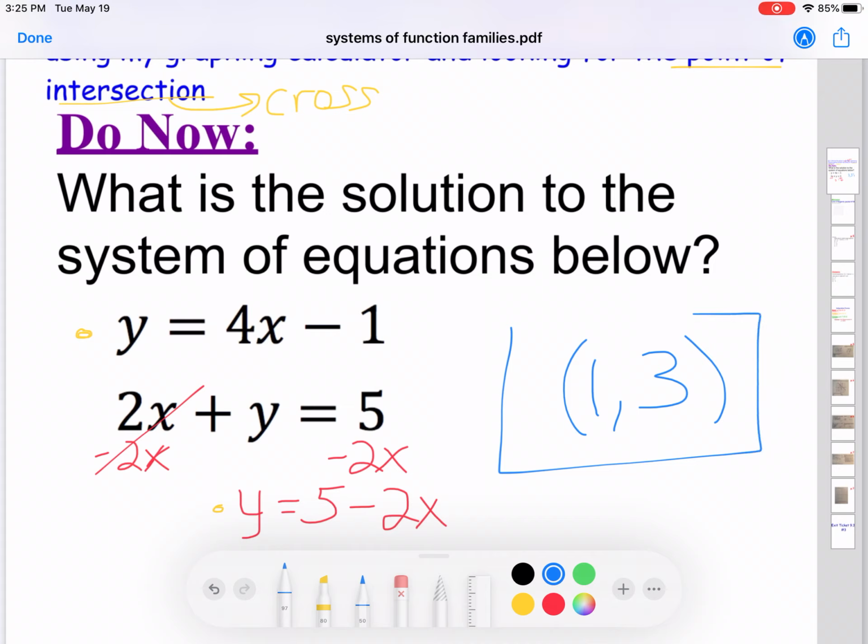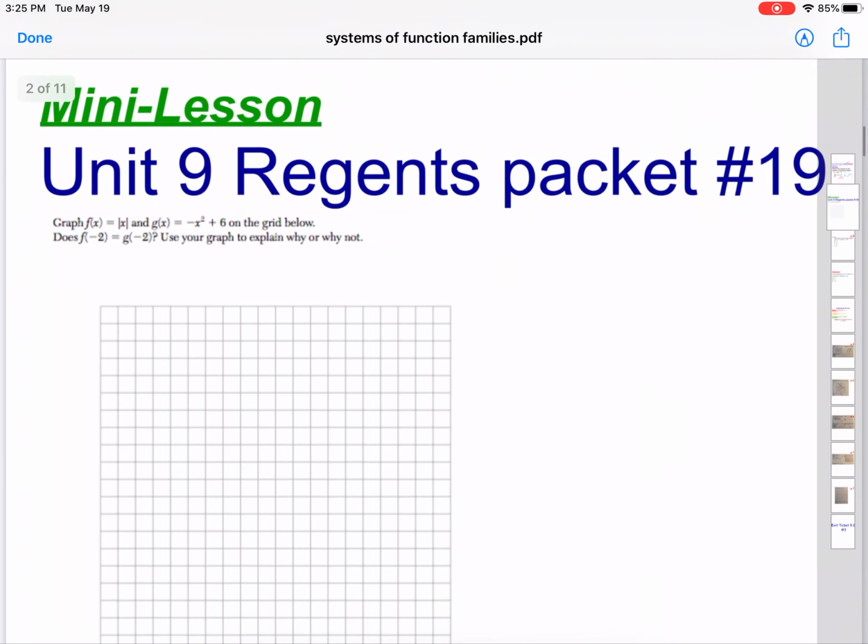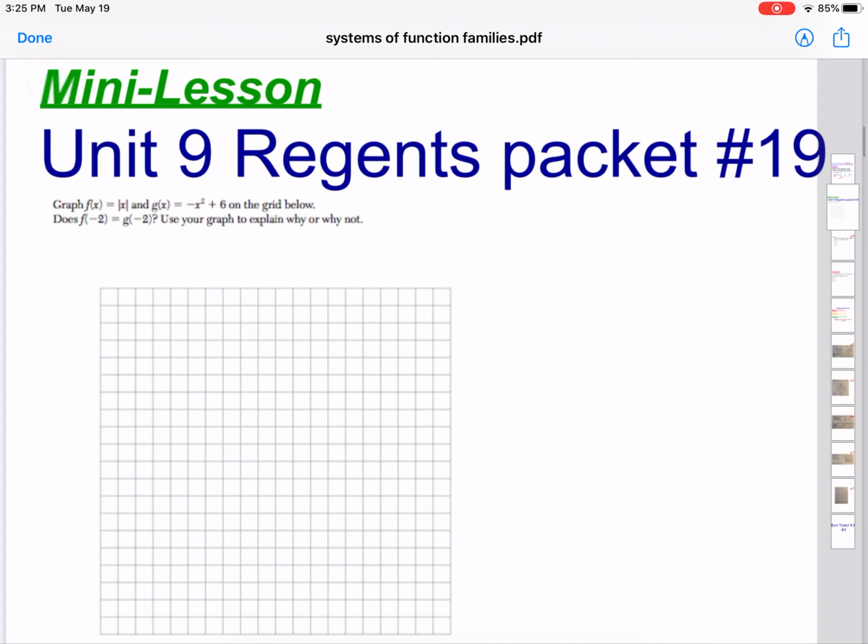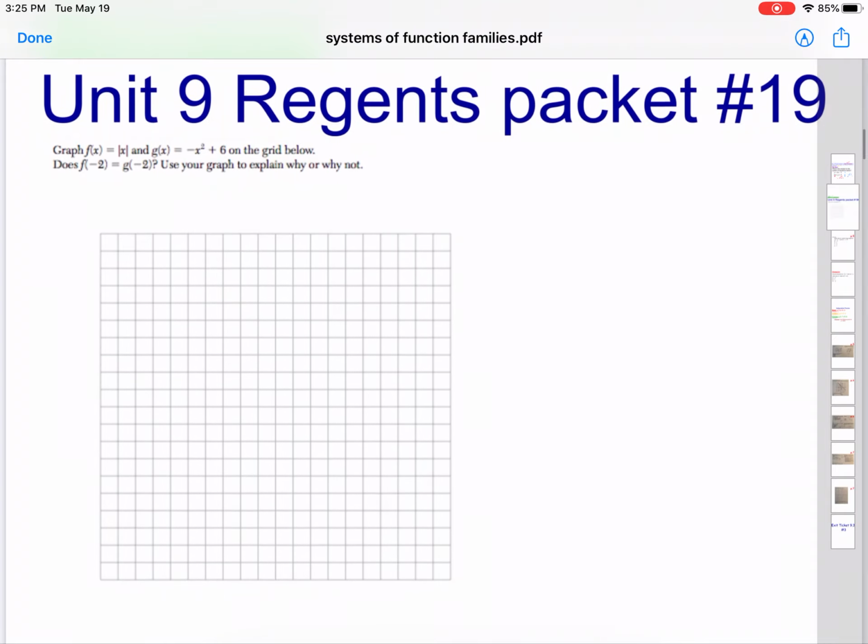So sometimes our system will have one answer, sometimes it will have more than one, or sometimes no answers. So in this lesson, we're going to be back in our packet Function Families Part 3, but first we're going to be starting with a question in our Regents packet. So go into your Regents packet, find number 19, and let's get started.